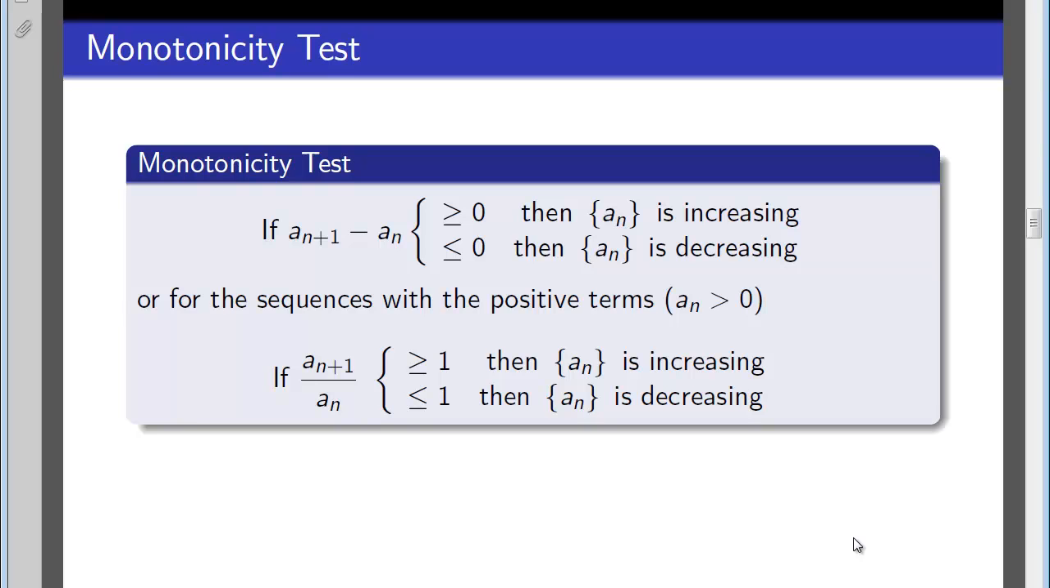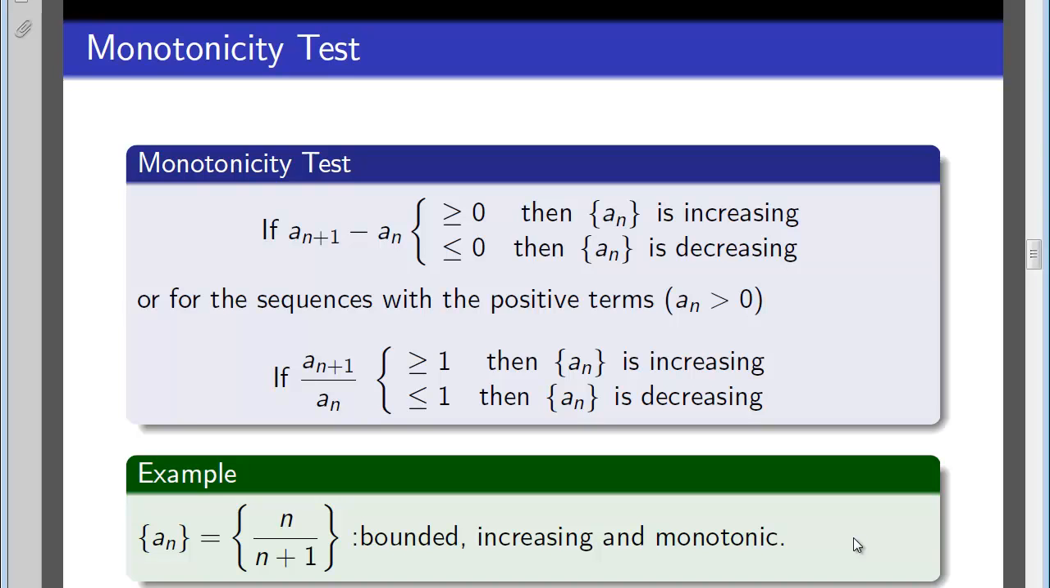That is, either we may write a sub n plus 1 minus a sub n, which can be larger than or equal to 0, or less than or equal to 0. In such a case, we are saying it is either increasing or decreasing. Or if all terms of the sequence are larger than 0, then we can consider the ratio of a sub n plus 1 over a sub n, whether larger than or equal to 1 or smaller than or equal to 1. And again, in such a case, we are saying the sequence is either increasing or decreasing.